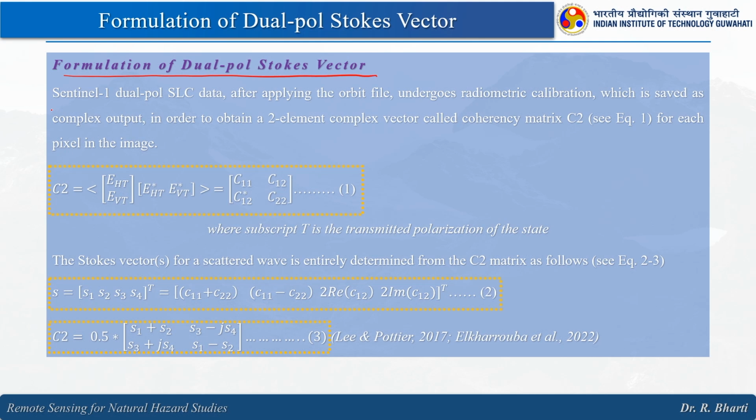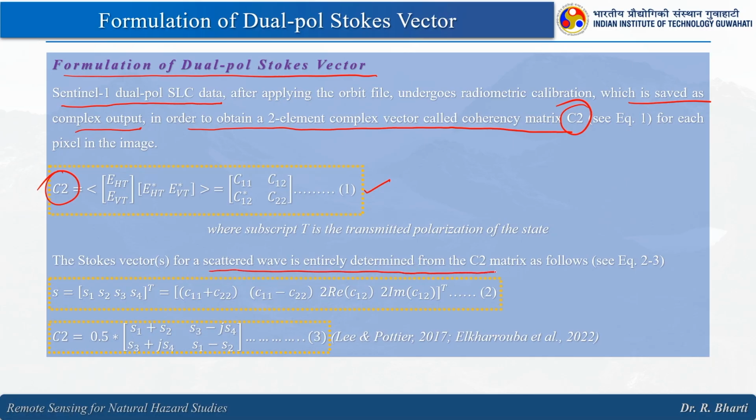So, as I mentioned, the Sentinel-1 dual pole SLC data was used, and after doing all the processing it was saved as complex output in order to obtain a two-element complex vector called the coherency matrix, the C2 matrix. Here you can see the C2 matrix has been calculated using this equation, and the Stokes vector for the scattered wave is entirely determined from the C2 matrix as in equations 2 and 3.